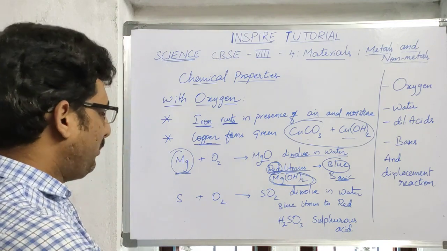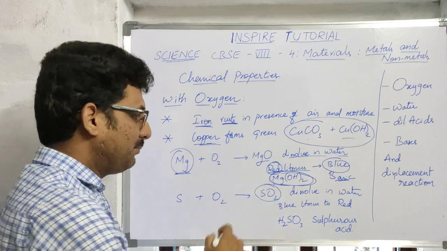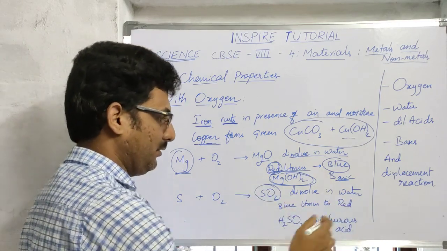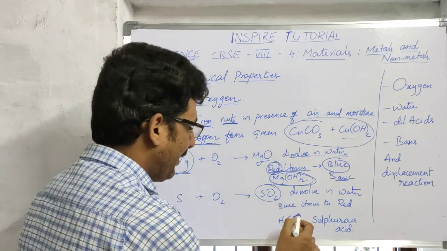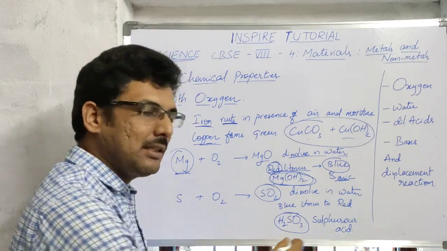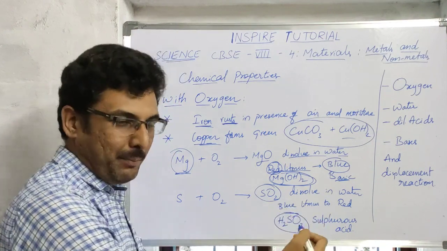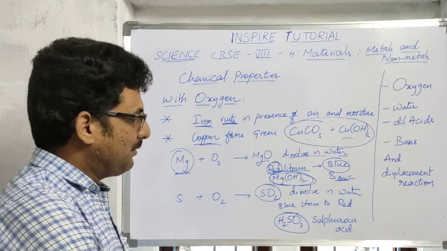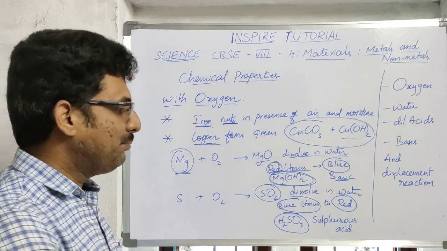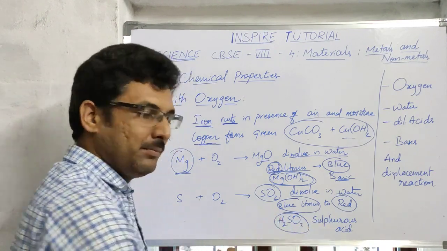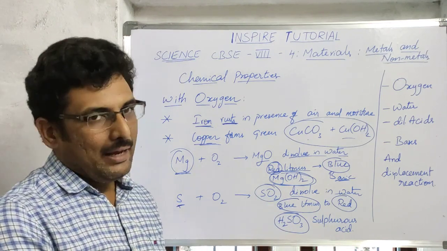Now come to non-metals like sulfur. When you burn sulfur in presence of oxygen, you will get sulfur dioxide. Now dissolve this sulfur dioxide in water. When you dissolve sulfur dioxide in water, you will get a substance which is H2SO3, called sulfurous acid. Now test this sulfurous acid with a litmus paper. When you test this substance with litmus paper, the blue litmus changes to red color. Obviously it happens because this is an acid. So from this we can say non-metals can form acidic substances or acids.